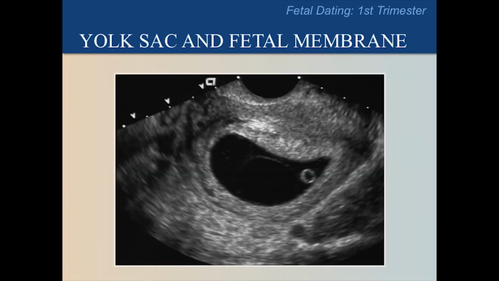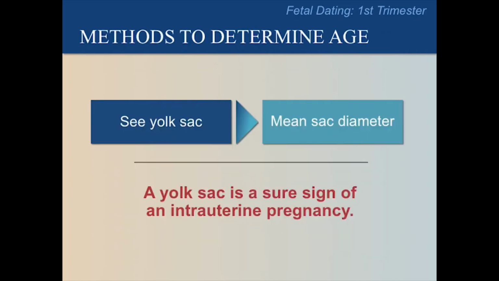This is another normal early pregnancy without seeing a fetus. This sagittal image shows the uterus, gestational sac, yolk sac, and fetal membrane. Please pause the video now to identify these structures within the group. Here we have outlined these structures. A thin membrane is sometimes seen early in pregnancy, but usually not later unless you see the membrane between twins. A yolk sac is a definite sign of a uterine pregnancy.